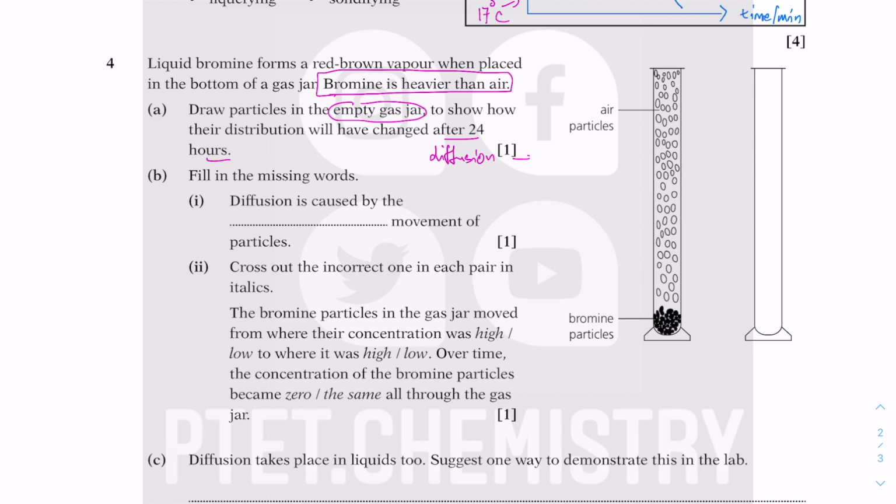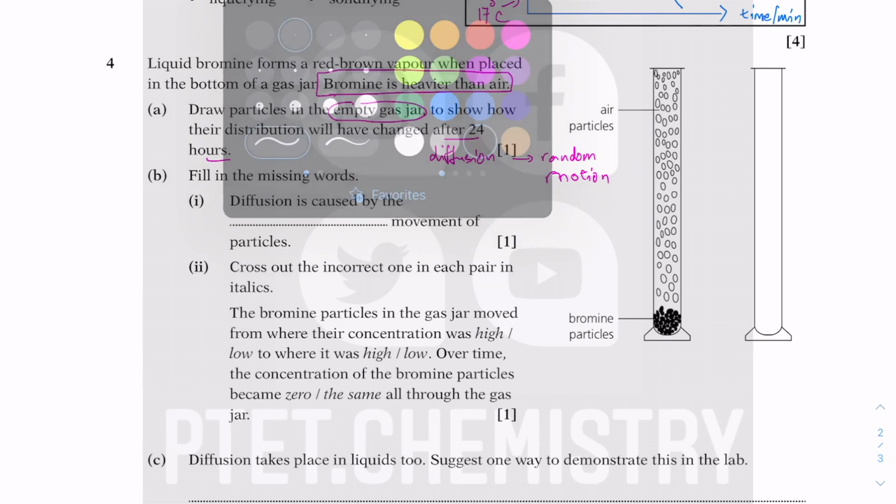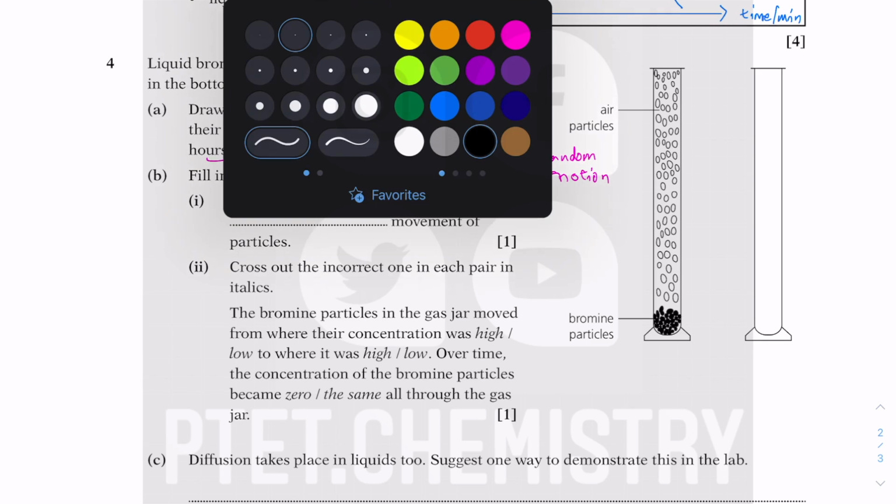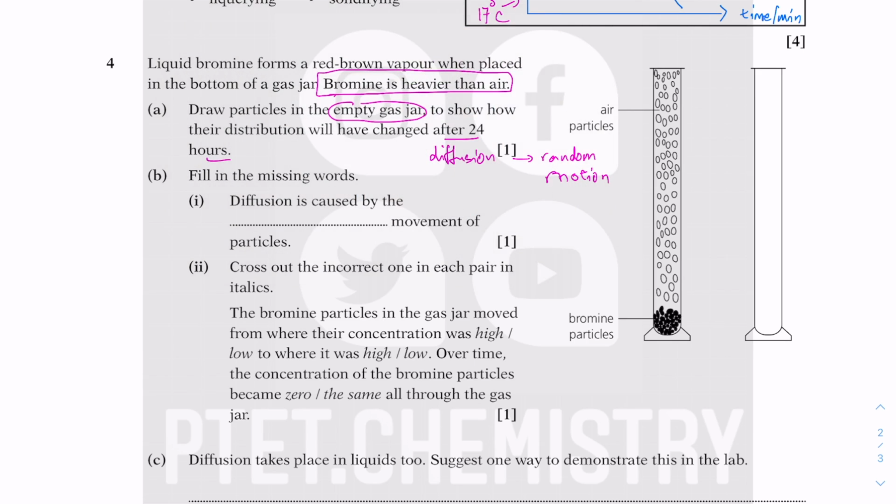So diffusion is to do with random motion. So the particles will move from the region of high concentration. So here the bromine is highly concentrated there. It will move in random direction, and therefore you will get this dispersion of the particles, where the air particles are still dispersed like this, but you have a bit more of that dark bromine particles. So if I use black color, I'll use a black color. Show the bromine like this.